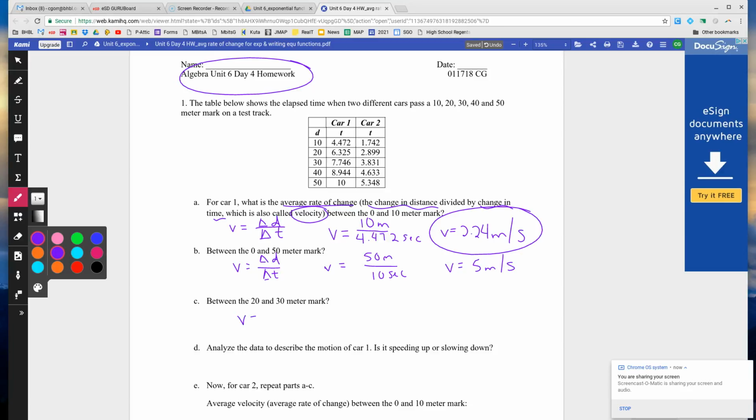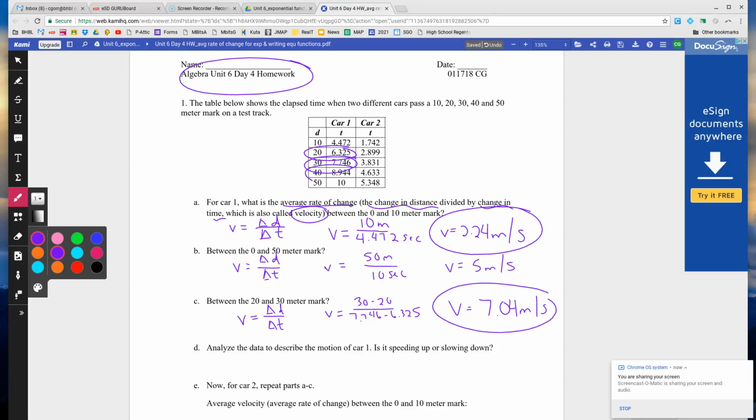Now I'm looking at letter C, between the 20 and 30 mark. So again, same formula. V equals delta D over delta T. This time I do have different values that I am plugging in, so between 20 and 30. So I'm going to start with subtracting 30 minus 20 over 7.746 minus 6.325, giving me a velocity of 7.04 meters per second.